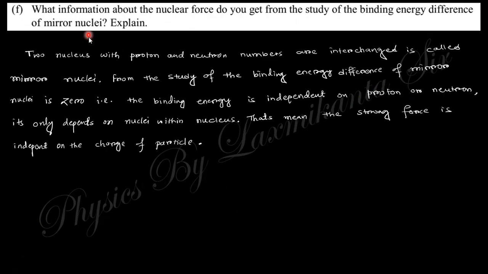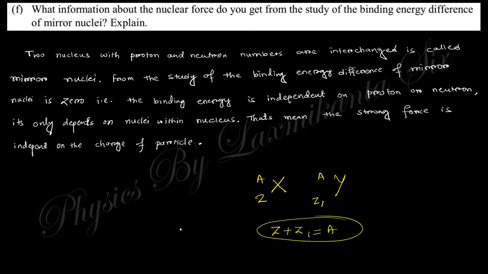Next one, what information about nuclear force do you get from the study of the binding energy difference of mirror nuclei? What do you mean by mirror nuclei? Actually, if there are two nuclei, one has A and Z, and the other has A and Z1. Here the number of protons and number of neutrons are interchanged, because Z plus Z1 equals A, such that the number of protons and number of neutrons are interchanged while A is the same.